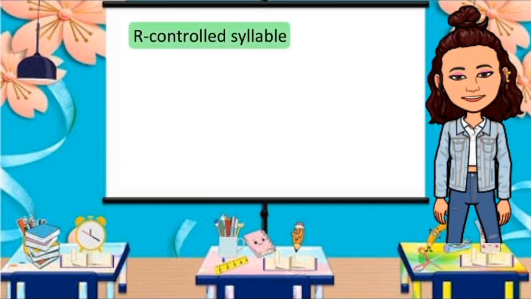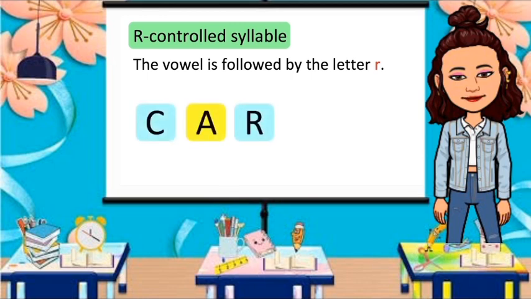R controlled syllables contain a vowel that is followed by the letter R. So the vowel sound is controlled by the letter R. For example, car.